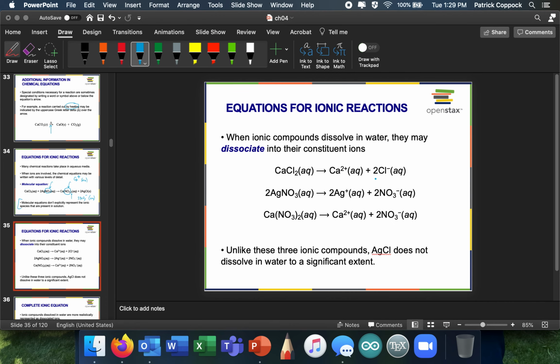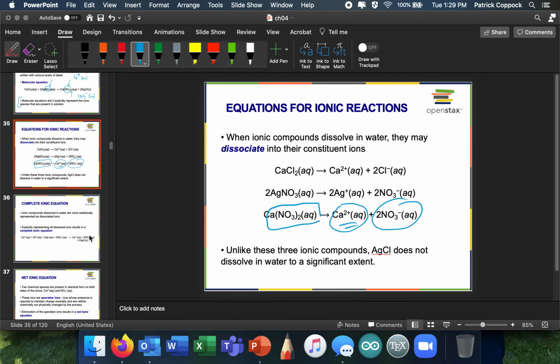So let's talk about how those things really are. As I said in the previous slide, this solution really means that calcium's by itself because it's aqueous. Since it's aqueous, it's dissolved. Calcium is dissolved as an ion by itself, and nitrate is an ion that's dissolved by itself. Now, unlike these three ionic compounds, silver chloride does not dissolve in water to a significant extent.